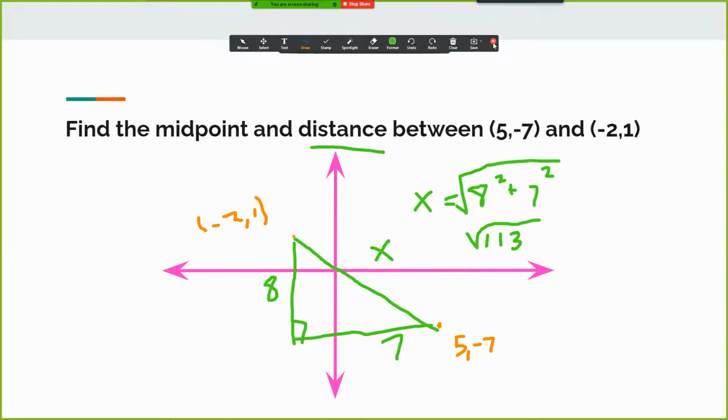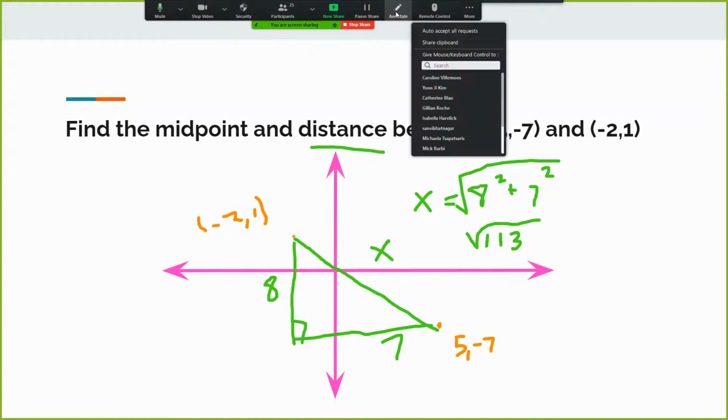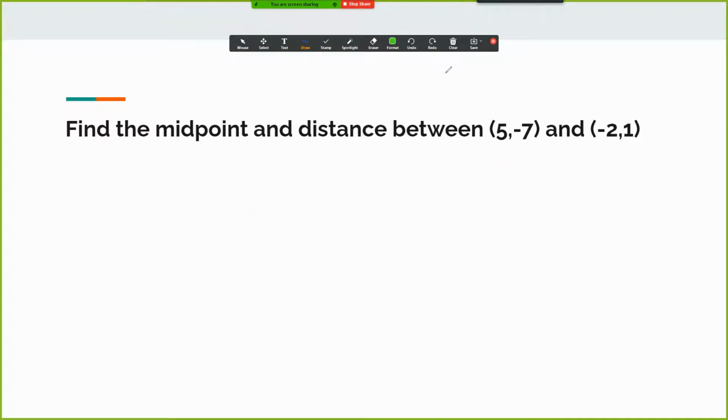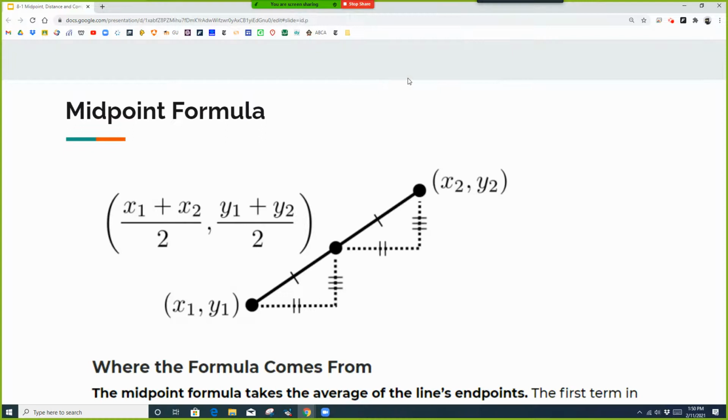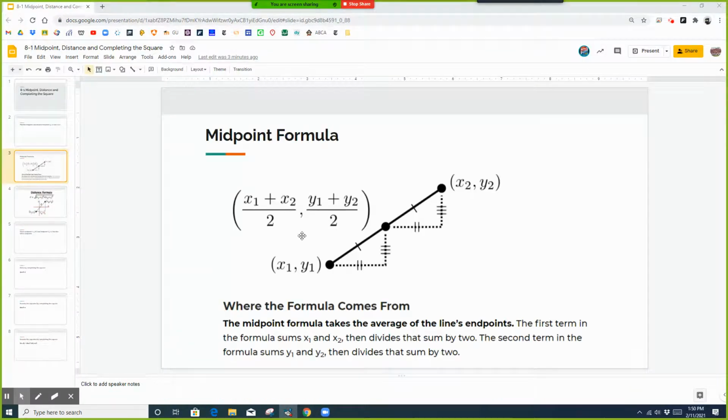Now, a lot of times with distance, you could put it as a decimal. So in that case, you would just use the calculator. So the distance formula, which I'll show you in a future slide, you can type it right into the calculator.